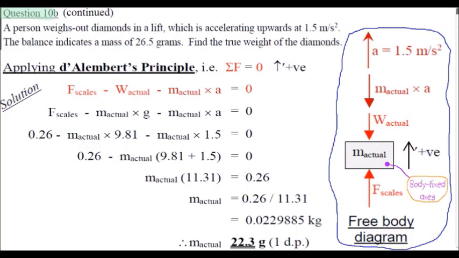Question 10b, solution continued. Here I am applying D'Alembert's principle, so this is actually Newton's first law now, summation of all the forces equal to 0. Again, I still have a free body diagram, but I've now had to include the inertial force, the ma, on the diagram. That's application of D'Alembert's principle. We're now considering, of course, body fixed axes when applying D'Alembert's principle. The positive direction is shown as upwards here.